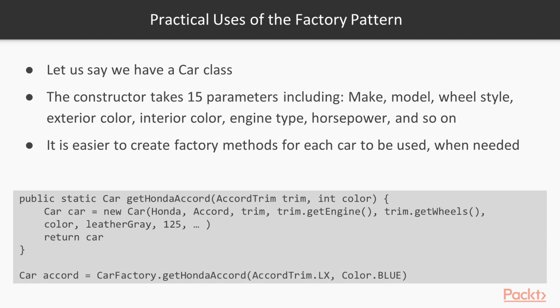And as you can see, it's much easier to invoke carFactory.getHondaAccord than it is to say car equals new Car and passing in all those parameters again. So creating this helpful factory method one time and then using it whenever you want makes usage of this function much easier than having to manually invoke the constructor over and over again on your own.